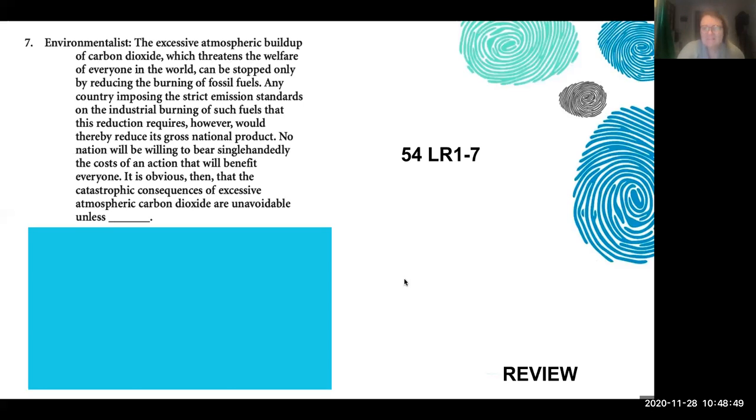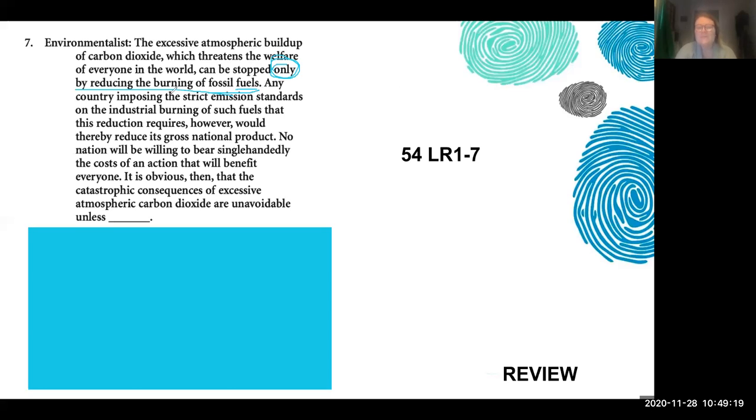Awesome. All right. So our first sentence here, the excessive atmospheric buildup of carbon dioxide, which threatens the welfare of everyone in the world, can be stopped only. What kind of condition does only introduce? Katie? Sufficient condition. Only introduces sufficient? Necessary. Yeah, sorry. Sufficient. Yeah, she's like, it's too early. But it's like 11 a.m. your time. Only, Gina would be allowed to have that excuse.